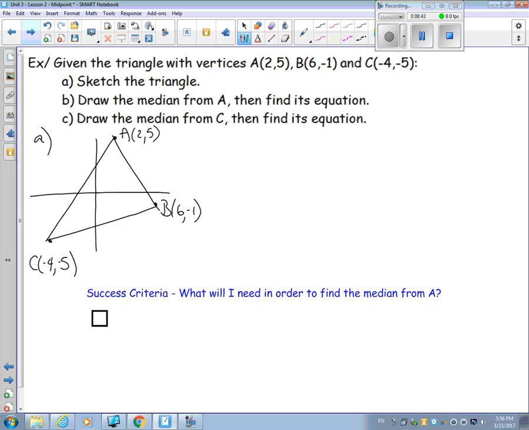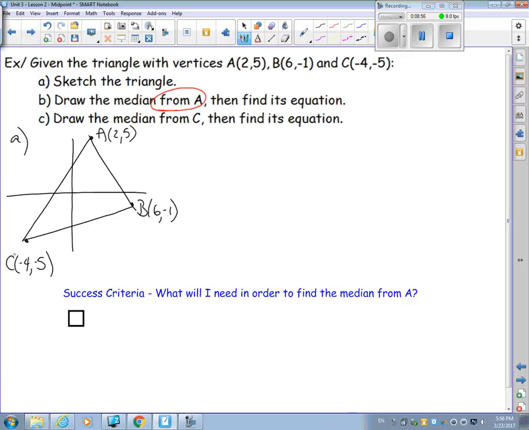Part B. I want to draw the median from A. So I'm told where to start from A. But if I want to draw it, I've got to figure out where to end. I don't know what that is. So what am I going to have to do in order to figure this out? Well, step number 1, I've got to find the midpoint of the opposite side. So if it starts at A, the opposite side would be BC. Because that's where my line has to end. I've got to figure out where to draw it. So how do I find a midpoint? Well, that's what we learned today.